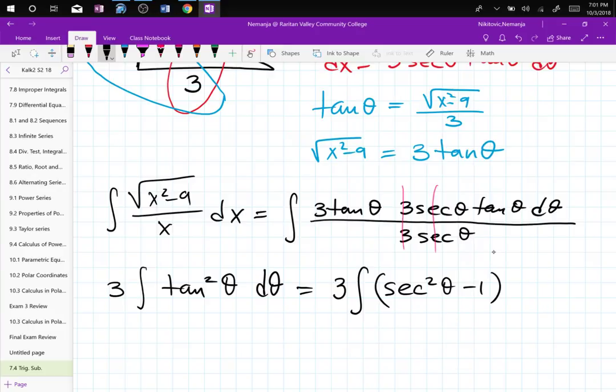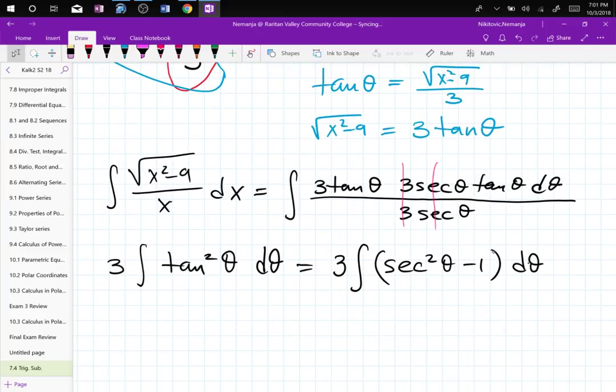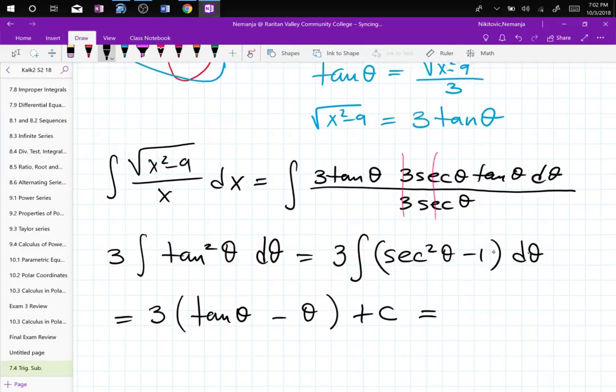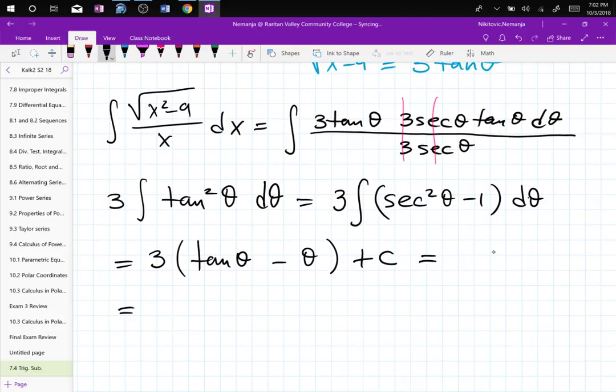So it's secant squared theta minus 1, not 1 minus secant, right? d theta, which will give us 3 tangent theta minus theta plus C. And then we have 3 tangent theta minus 3 theta plus C.